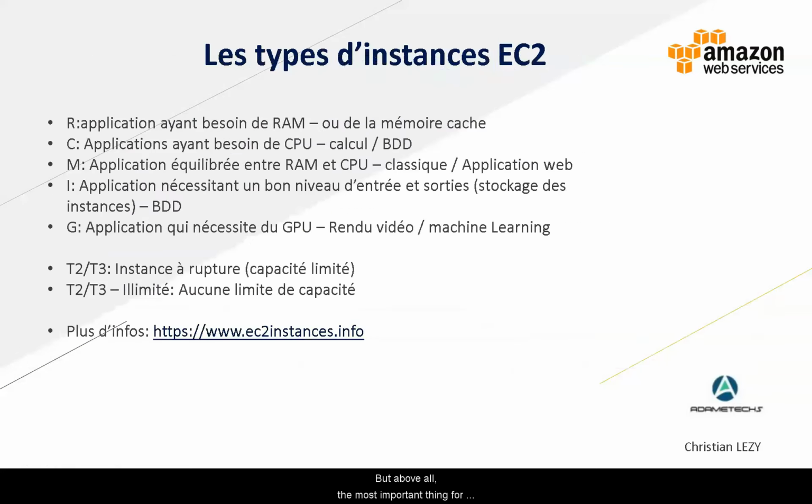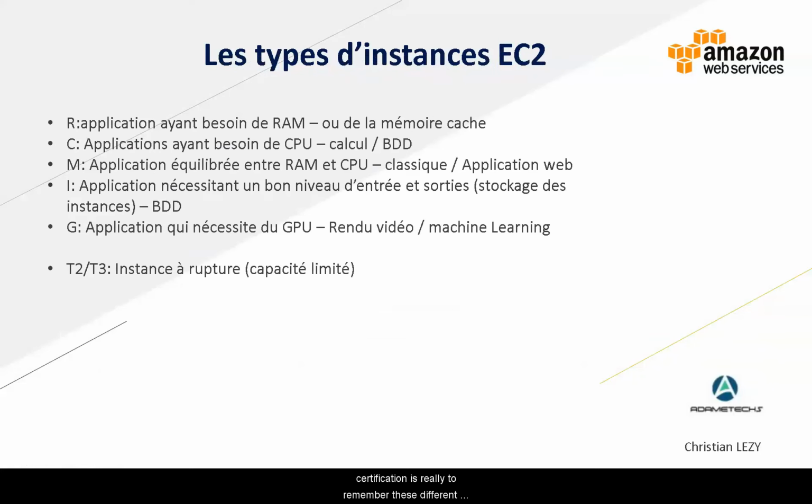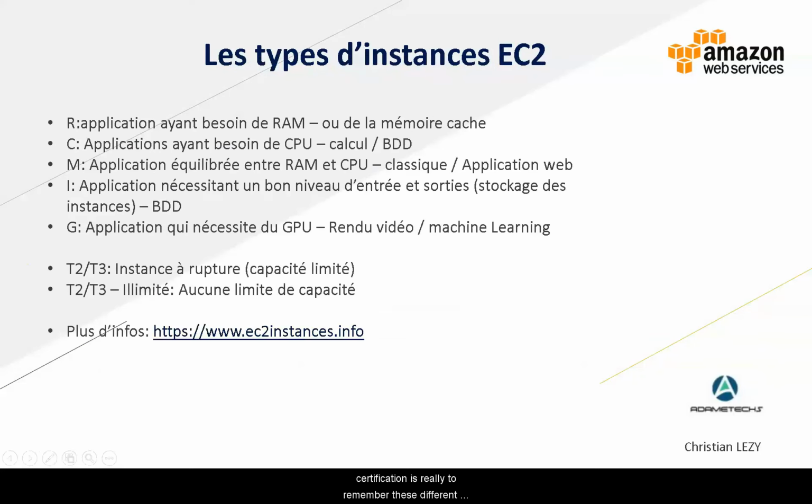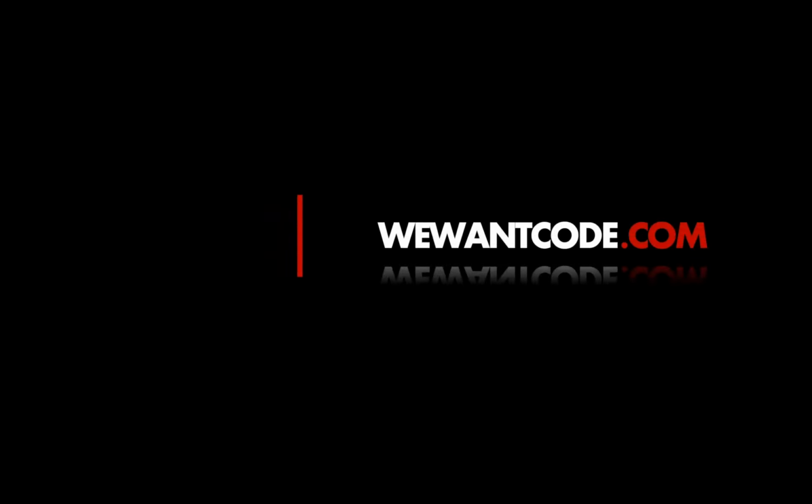But above all, the most important thing for certification is really to remember these different designations. So the R, the C, the M, the I, the G, and the T, these are going to be the instances on which we are most likely to have questions at the certification level. That's it for EC2 instance types.